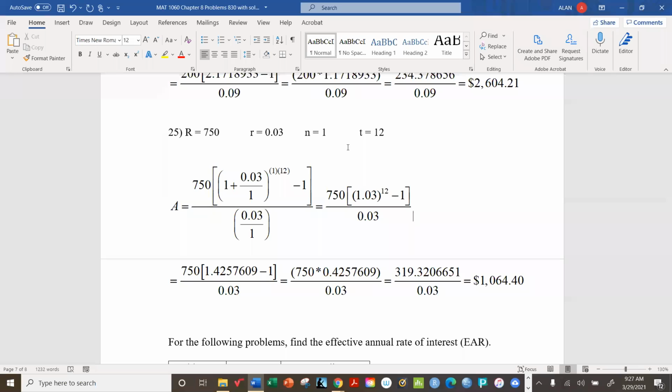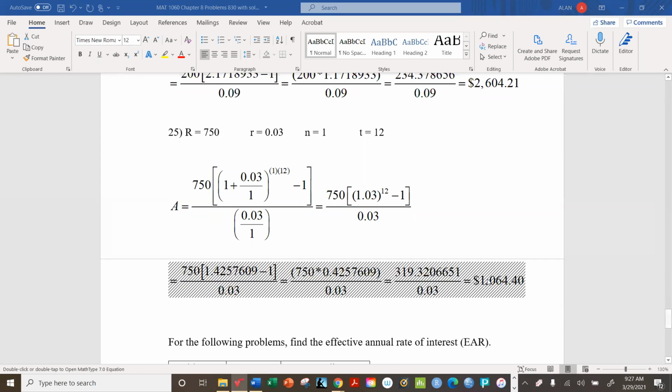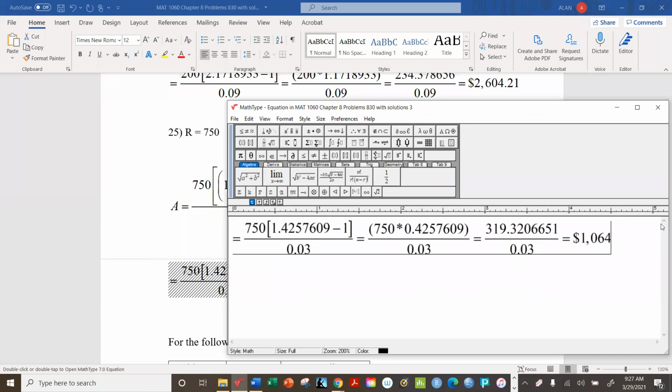Oh, wait a minute. I think I did something wrong here. Sorry, my fault. You're absolutely right. This is not correct. I was looking at the wrong thing. Everything's right up to this point, except the last part that I copied incorrectly. It's 10,644.02. Yes, okay, now it's correct.